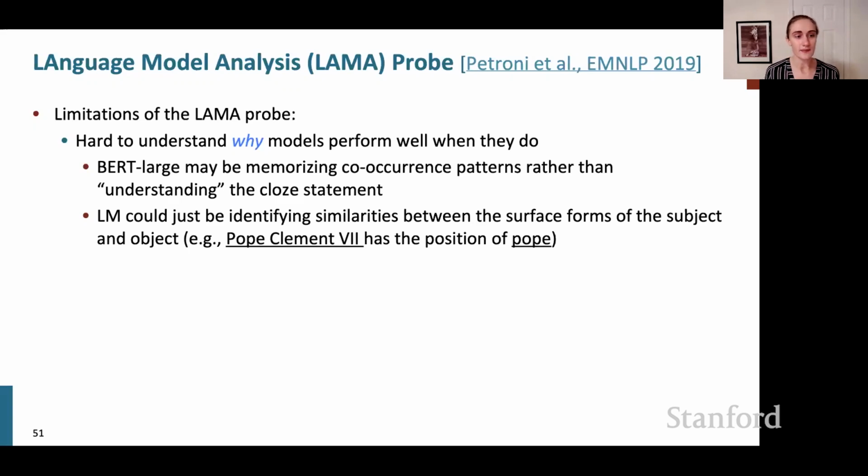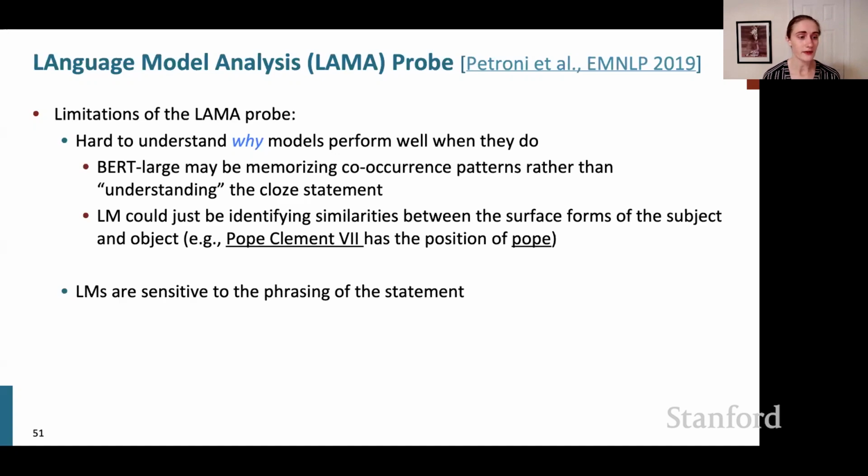So for instance, in this example, Pope Clement VII has a position of blank. Even if you don't know anything about Pope Clement VII, you might be able to figure out that Pope is a likely next word for this triple or for this template. So the problem with this is if the model is just making these predictions based on these surface forms or co-occurrence patterns, it's difficult to know if we're actually evaluating the knowledge in the model. Maybe it's just making correct predictions for other reasons.